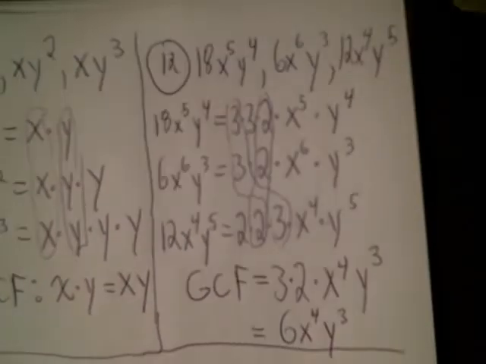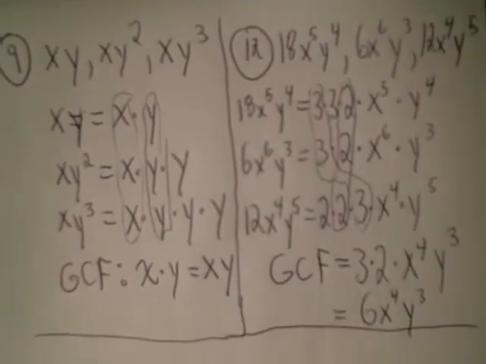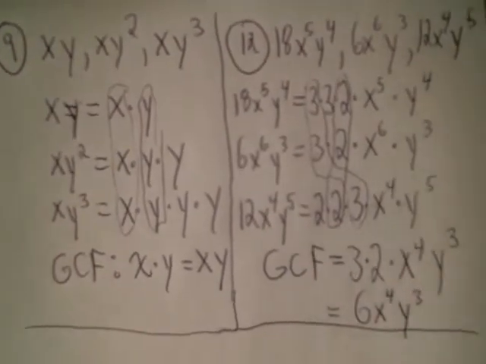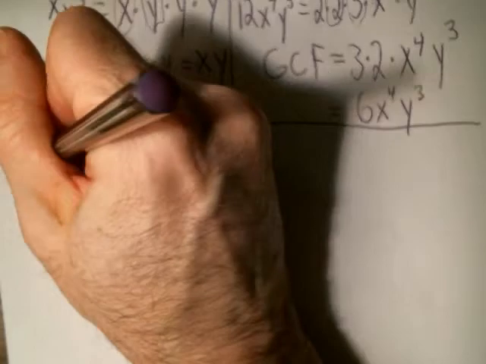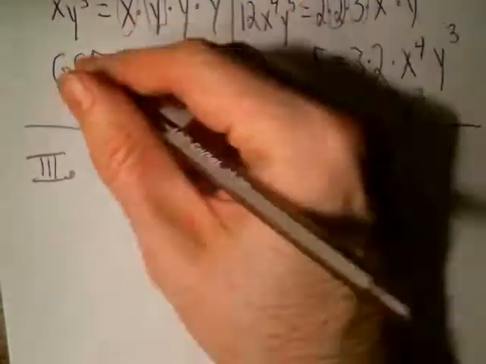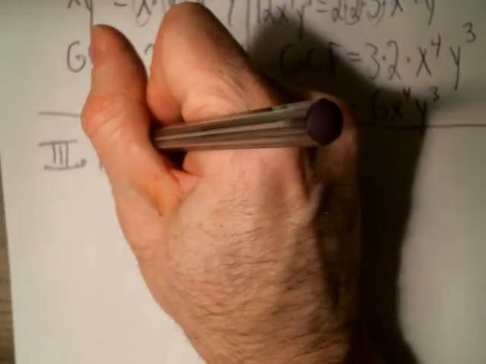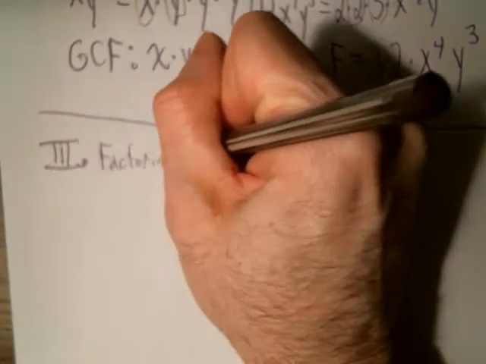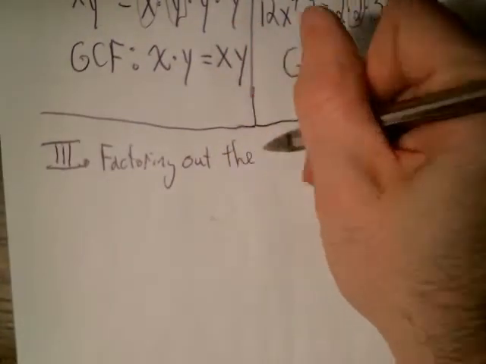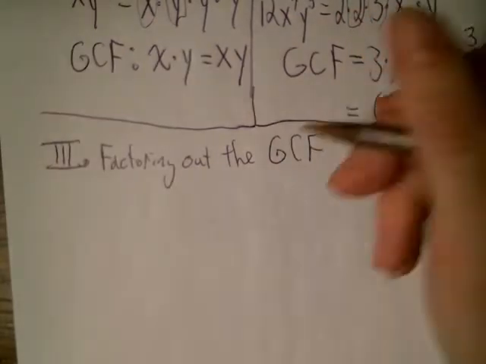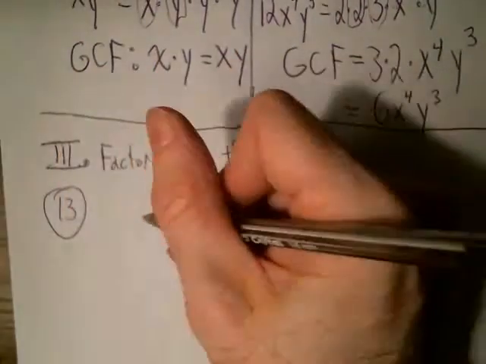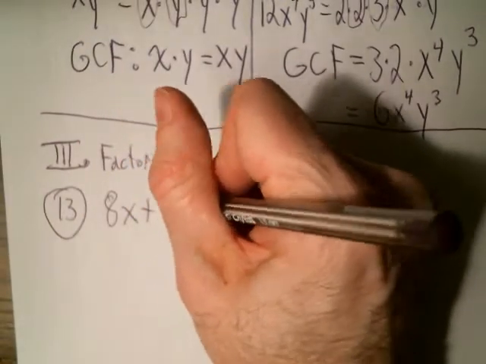There it is. Okay. Once you get the handle of identifying the GCF, and hopefully after a while you won't have to write it all out like this. You'll just be able to kind of look at it and know. After a while, you'll be able to identify it, and then we're going to want to factor it out. So again, it's the reverse process of distributing. So here we have factoring out the GCF, and we'll take a look at 13. Okay, so 13 we have 8x plus 8.